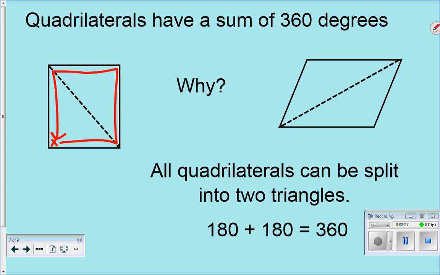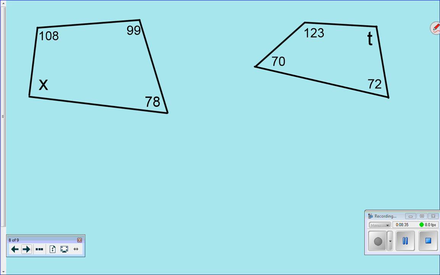So quadrilaterals and circles have 360 degrees. Now let me show you how this is going to work today. Do you remember how we had to find the missing angle of a triangle? We're going to do the same thing today, only with a quadrilateral. You're going to be given a quadrilateral with three angles that you know, and one you don't know, and you need to figure out what your x or your t or whatever your variable is. You guys can give it a whirl. Figure out what you're missing.